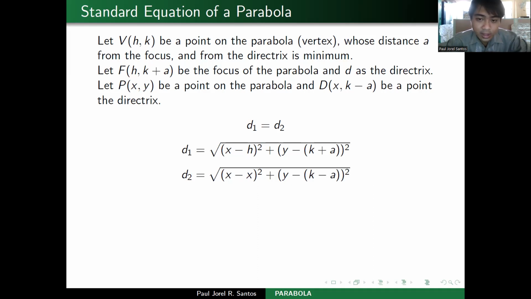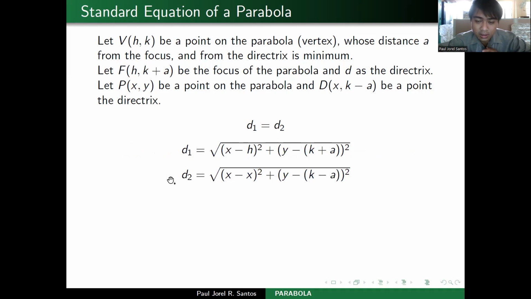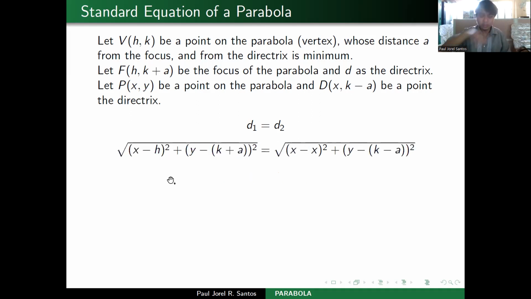After doing so, the next step is that I just equate those two because the definition tells us that d sub 1 is equal to d sub 2. They are the same. What I mean is, I just placed d sub 1 on the left and d sub 2 on the right.